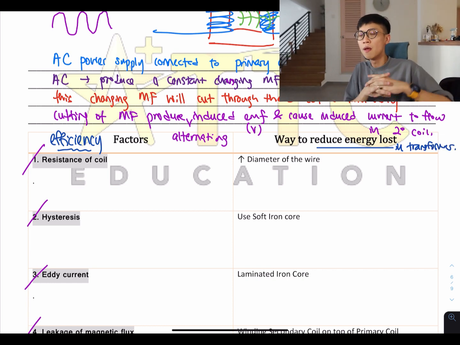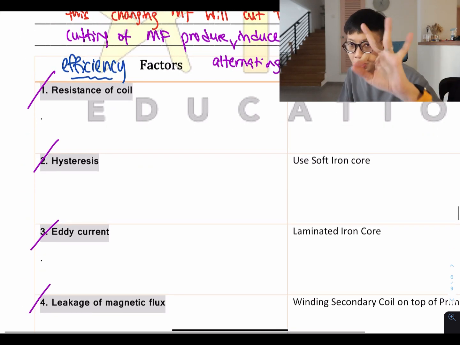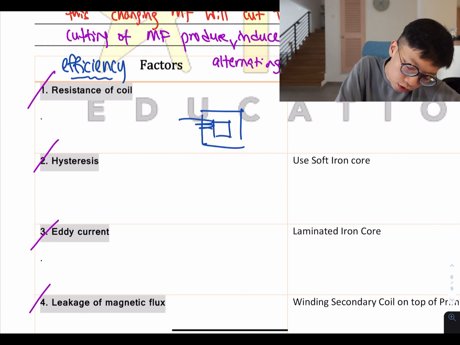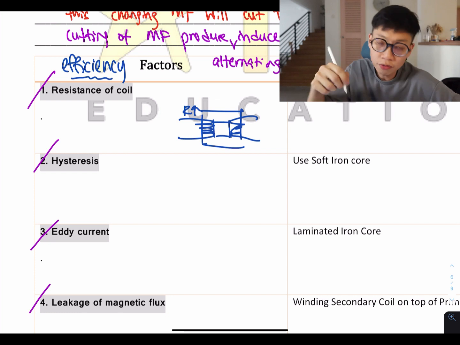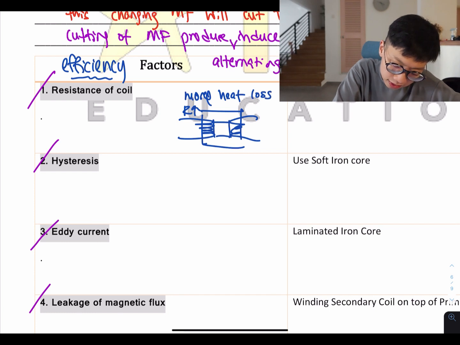Okay, we want more power to be sent over to the other side. So I'll use 3 minutes to talk about this. Now, on the resistance of the coil, because you use a coil, right? Correct. So the coil will have resistance. When your resistance is high, you will have more heat loss. Correct? Because the higher the resistance, the more heat produced.